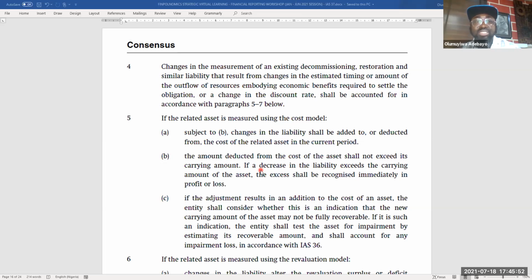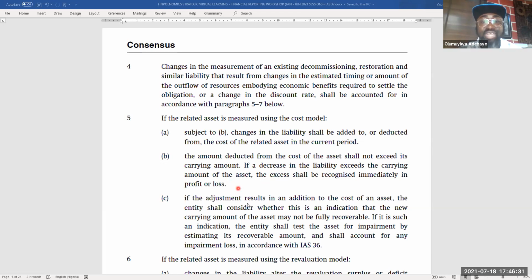But what if 1.8 million is the carrying amount, but the reduction is 2 million? You cannot bring the carrying amount of an asset to be negative, which means that out of the 2 million, you first knock off the entire 1.8 million, so the carrying amount of the asset is 0. The remaining balance of that 2 million will now be recognized as income in profit or loss, like a decrease in provision. Conversely, a decrease in liability that exceeds the carrying amount must be recognized immediately in profit or loss, which is what I've explained.